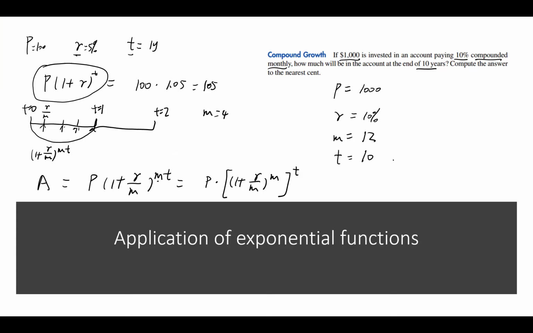So we just simply plug in. So it will be equal to 1,000 times 1 plus 10%, which is 0.1, divided by 12, raised to the power of 12 times 10. Right, so we can do the simple calculation, and we can use a calculator. So this is basically how we calculate the future value of the money, and it's one typical application of the exponential functions.